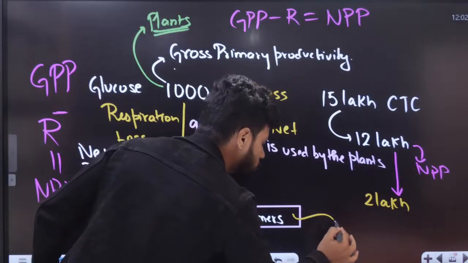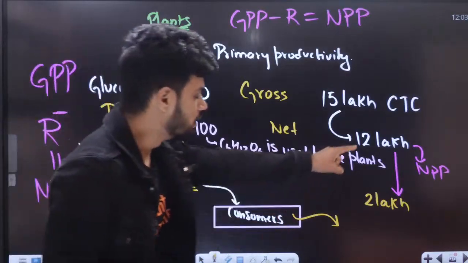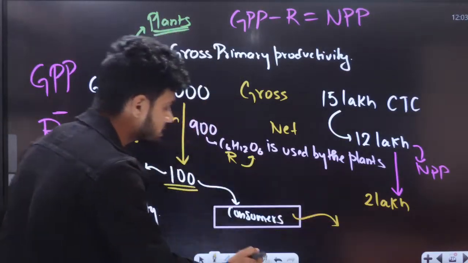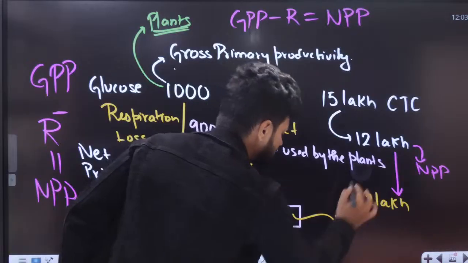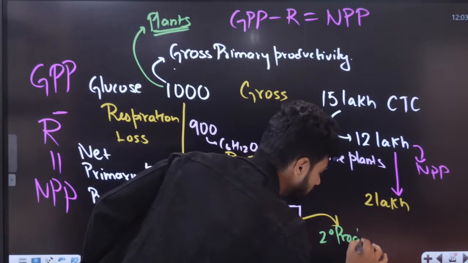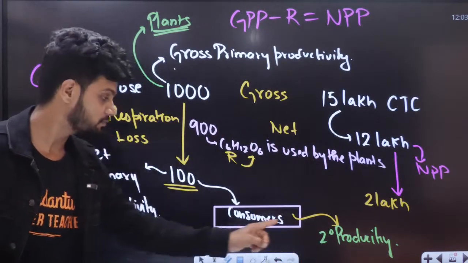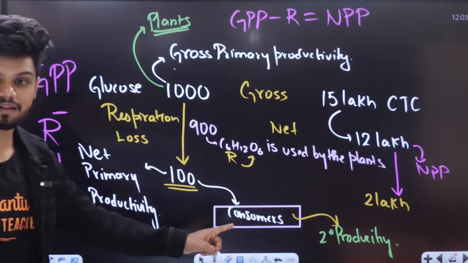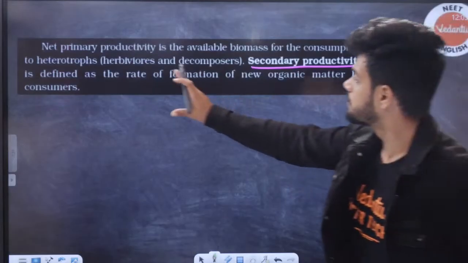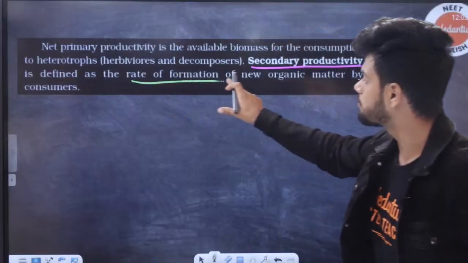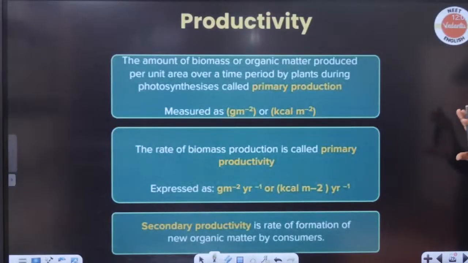Now, the consumer is also producing some productivity. Like how from this 12 lakh, Divya got 2 lakh, from this the consumer is also producing some productivity. That is called secondary productivity. Students, secondary productivity is productivity done by the consumers. Understand? See here. Secondary productivity is defined as the rate of formation of new organic matter by the consumers. Here's the definition of each and everything.